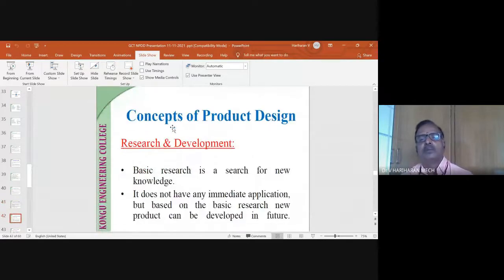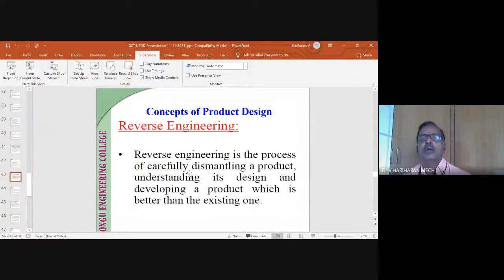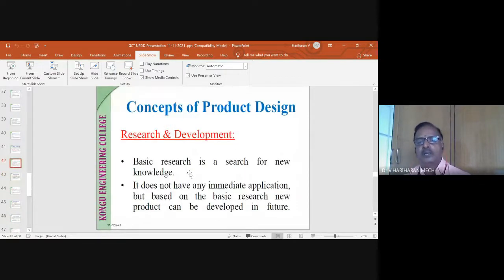Then the concept of product design: you must go for research and development. Basic research is a search for new knowledge. It does not have any immediate application, but based on basic research, new products can be developed in the future. So overnight, a new product cannot be designed. You can do a lot of research and development, and then only can a new product be designed over a period of time.